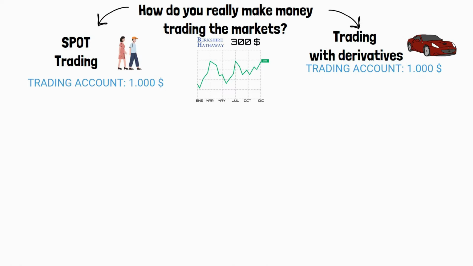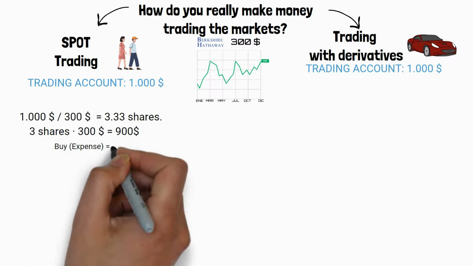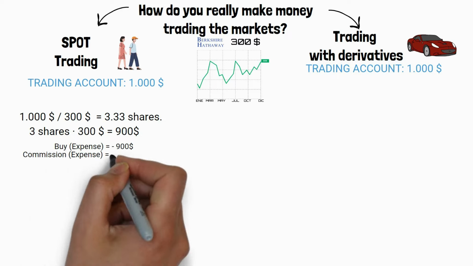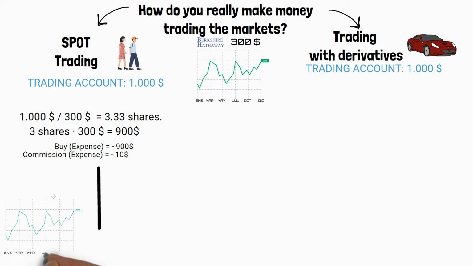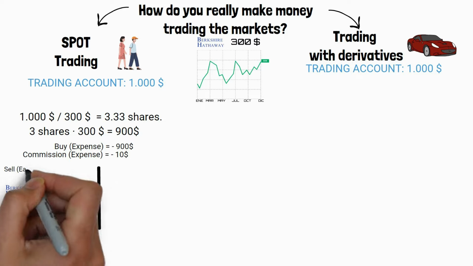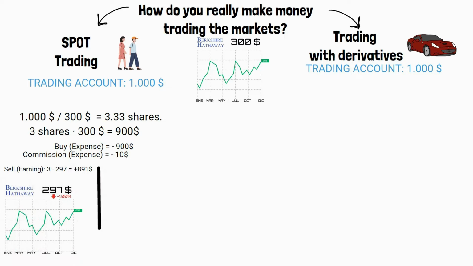If you decide to trade in spot, how many shares can you buy? If one share costs $300 and you have $1,000, you can buy 3 shares. Let's assume you pay a $10 commission to the broker. Unfavorable case, the price drops to $297, minus 1%. You sell your 3 shares and receive $891. After deducting commissions, you lose $19.